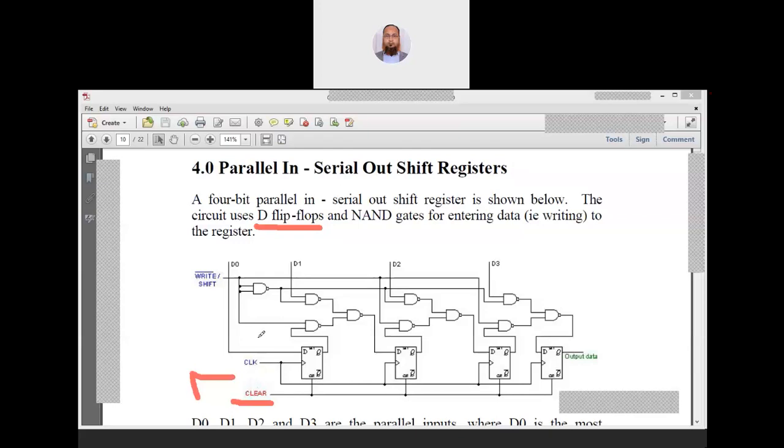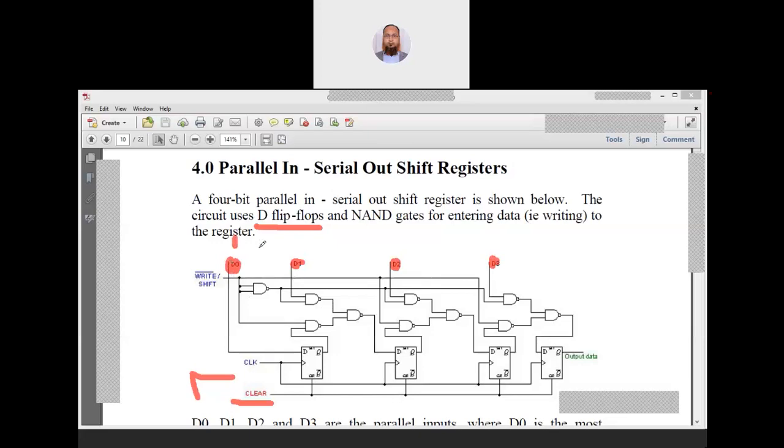Then the clock is there. You can see that the clock is a positive edge clock. And then what we are giving are the inputs D0, D1, D2, and D3. These four are the inputs, because you have to enter the data in one go.